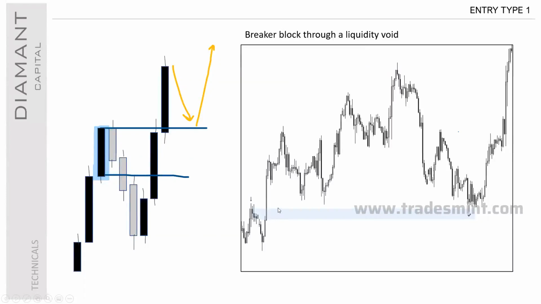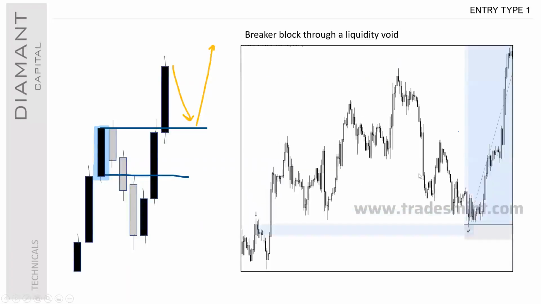Now, sometimes a liquidity void right here, I don't want to confuse you too much because we're going to go into this later on, but identify this breaker block right here. We're just beneath the lows. So what did we say? Market structure, you look for these highs, you look for these lows. Breaker block right there, that would be the entry. And that's what it looks like.